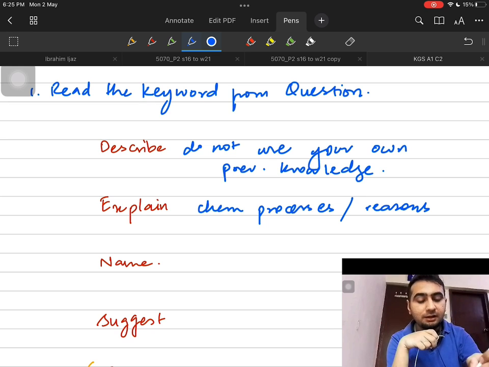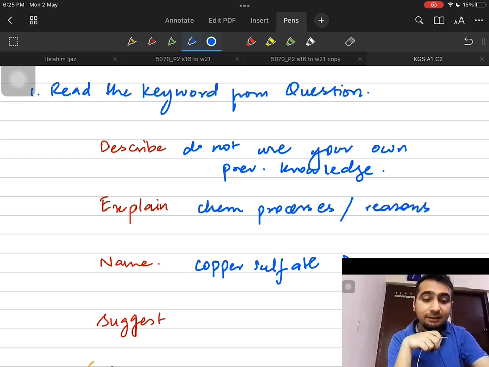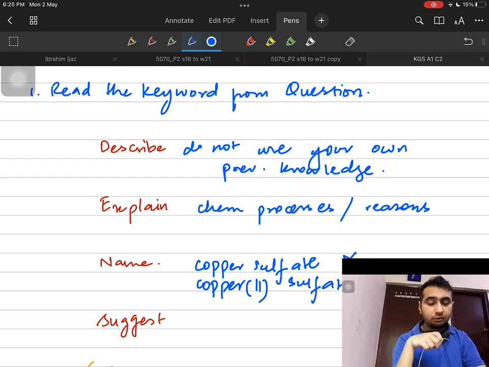For example, you're talking about copper sulfate. So if you write copper sulfate, that is wrong. You need to write copper(II) sulfate. So you need to write copper with 2 in brackets and then sulfate. The 2 is from the Roman numbers. So copper(II) sulfate, this is how you write. Make sure there's no space after the copper and the Roman number. But that is okay, at least you write the number.